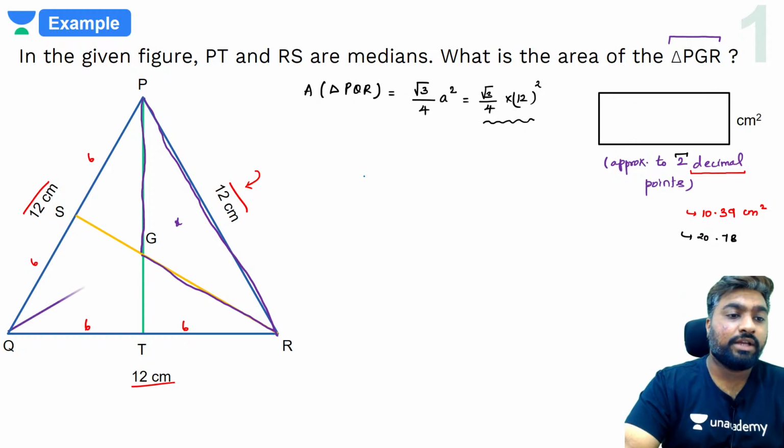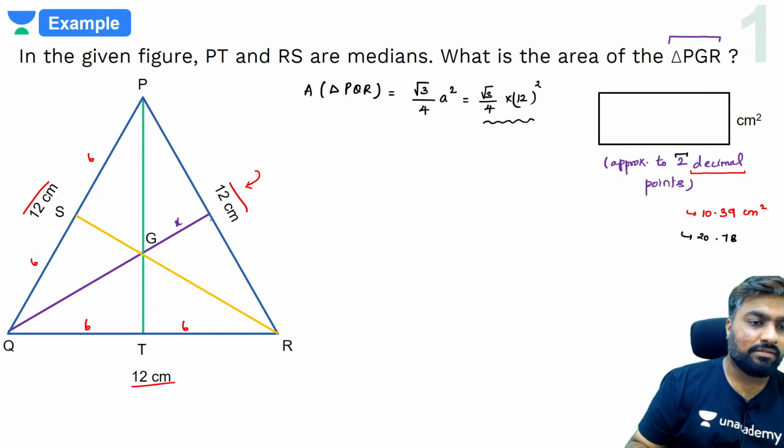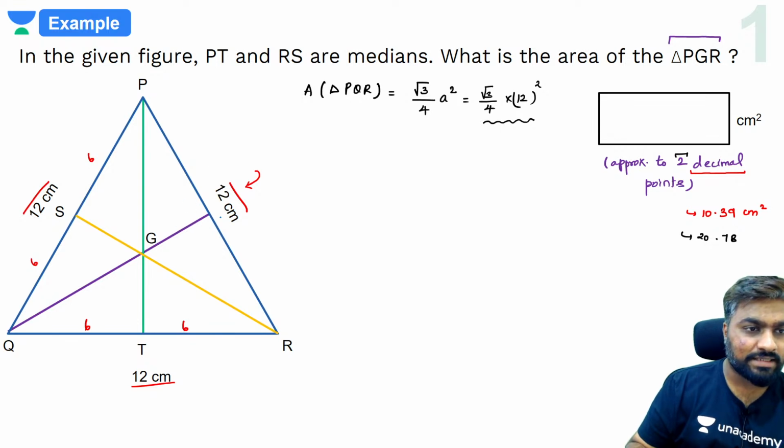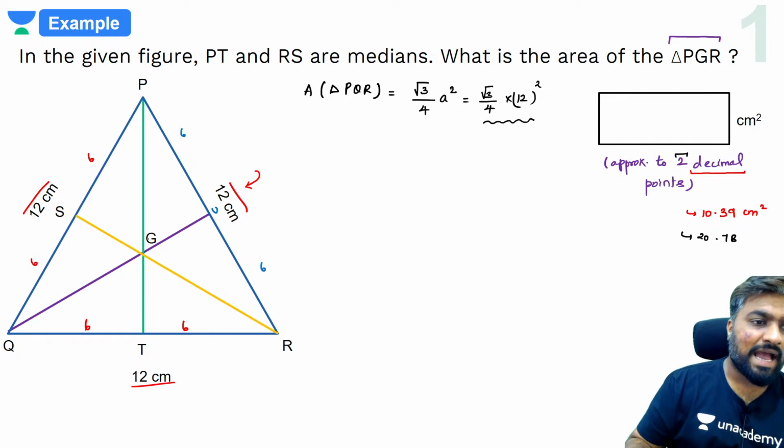What are we going to do? We are going to draw another median. Yes, we are going to draw a median starting from Q all the way till this. So let's call this point U. Okay. So what is it? QU divides PR into equal parts. QU is a median, and it will definitely pass through this point because it was already given that PT and RS are the medians. If they pass through G, then QU will also pass through G. Correct?